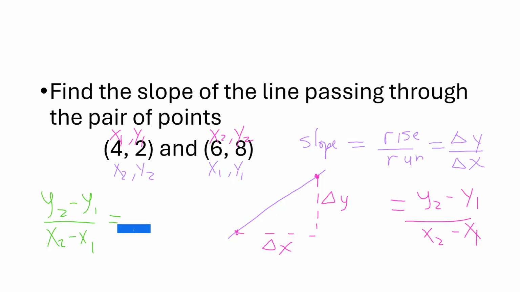And that is going to be y2 from the top one. That's this one. Y2 is 8. Y1 is 2. X2 is 6. X1 is 4. 8 minus 2 on top is 6. 6 minus 4 is 2. And that gives me 3, or 3 over 1. So my slope for this line, I don't have the line, I only have 2 points on the line. The slope is going to be 3.